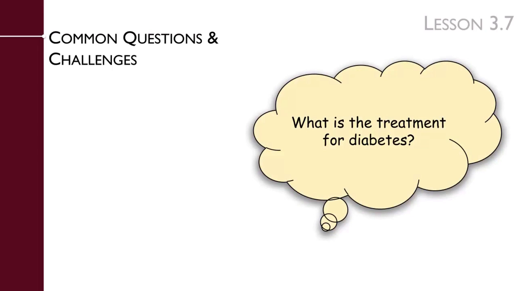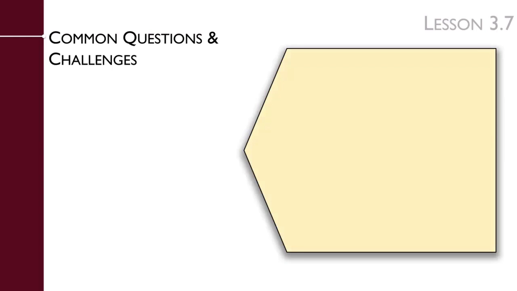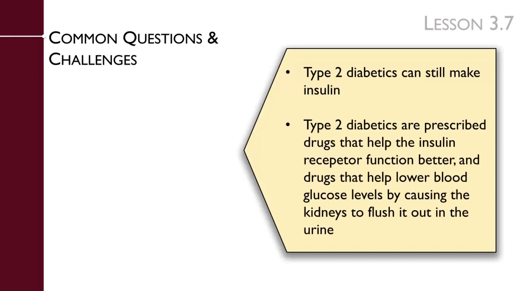Students may ask about the treatment of type 2 diabetes. Because type 2 diabetics can still make insulin, it wouldn't make sense to give them extra insulin as the treatment. Instead, type 2 diabetics are prescribed drugs that help the insulin receptor to function better, and drugs that help lower blood glucose levels by causing the kidneys to flush it out in the urine.